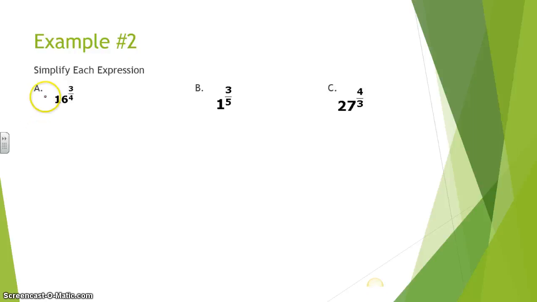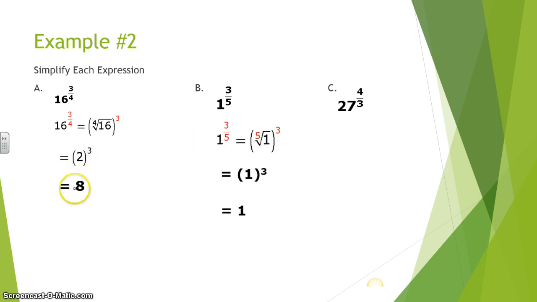It says simplify each expression. The first one here we have 16 raised to the 3/4 power. The way we can rewrite that with a root is it's going to be the fourth root of 16 raised to the 3rd power, which becomes 2 cubed, which is going to simplify to 8.